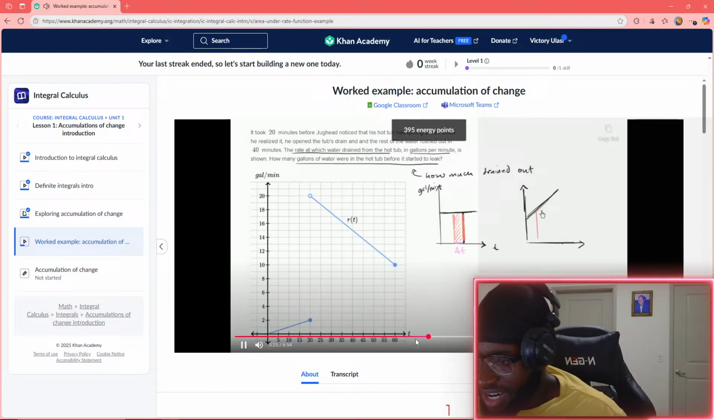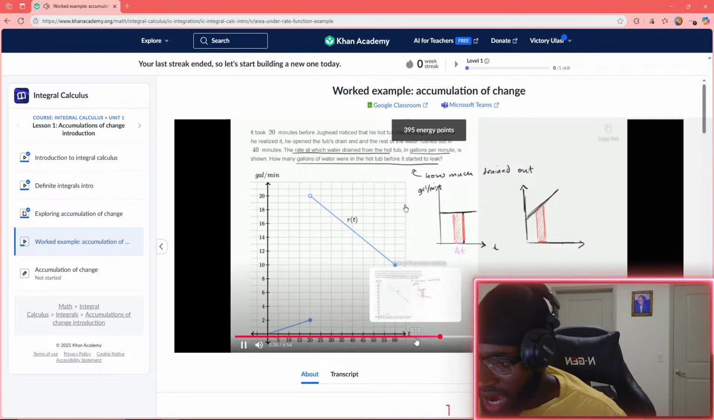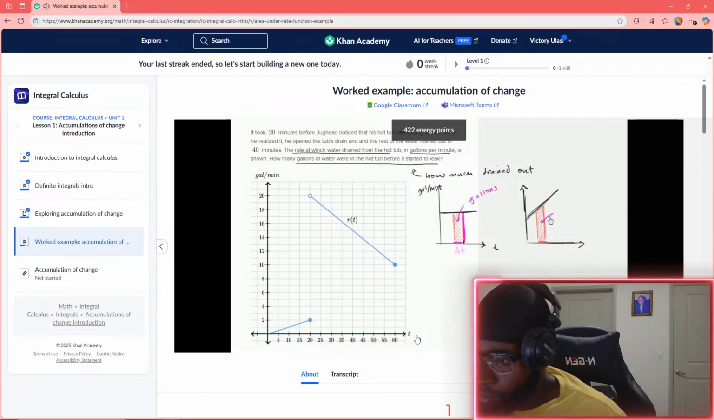The amount that has drained in a specific interval, let's say this interval right over here, by essentially figuring out the area under the curve over that interval. And the units work out. If you multiply gallons per minute times minute, this area is going to be in terms of gallons.